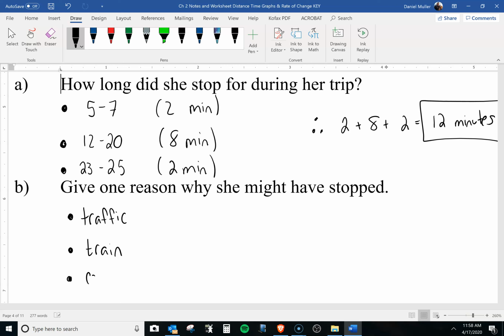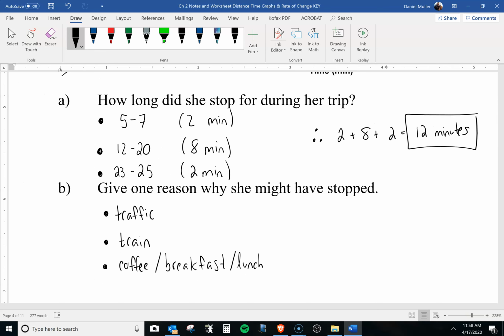Maybe you're grabbing a coffee or some sort of breakfast. When I think of going to work, I think in the morning, but it could be lunch or dinner or whatever, right? So it could be just food. And so there's a bunch of different reasons why she could have stopped.